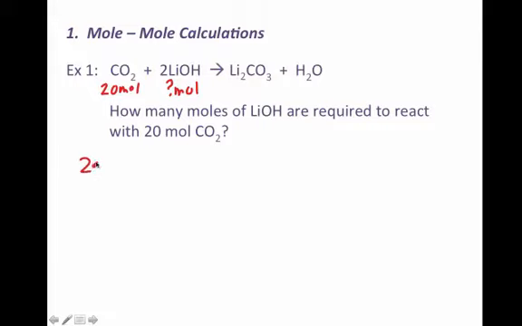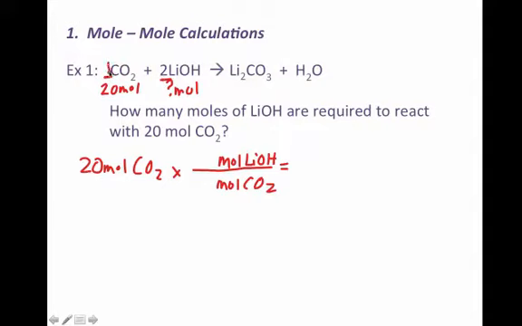So we're going to start with what's given, 20 moles of carbon dioxide. This is going to be a one-step conversion. I'm going to put moles of carbon dioxide on the bottom, because I want that unit to cancel. I'm trying to figure out how many moles of lithium hydroxide we need to react along with that. And this is where I would use the mole ratio. I would look here and say, okay, we need 2 lithium hydroxides for every 1 carbon dioxide. So I'd fill in those coefficients here.